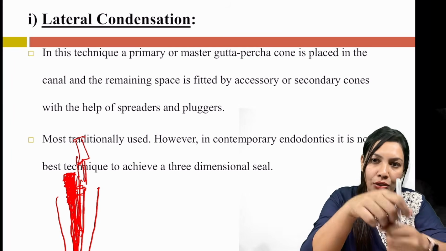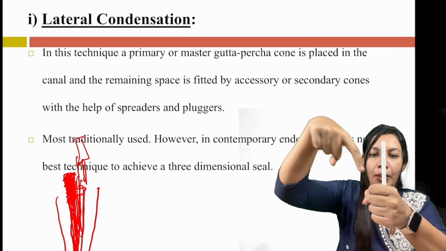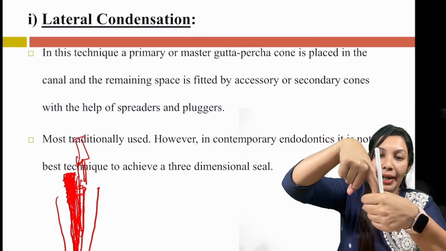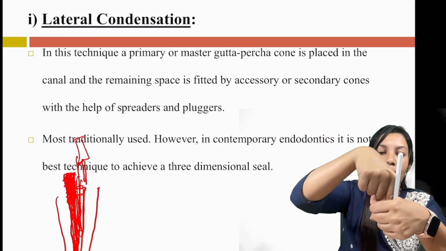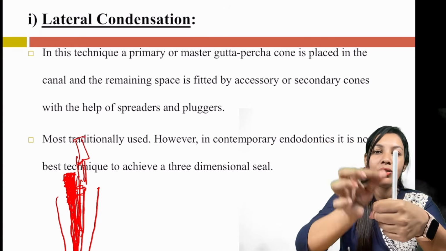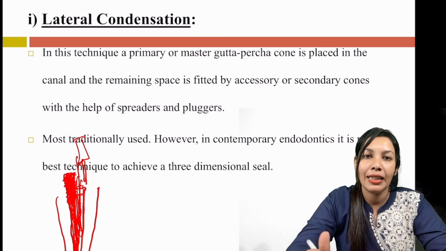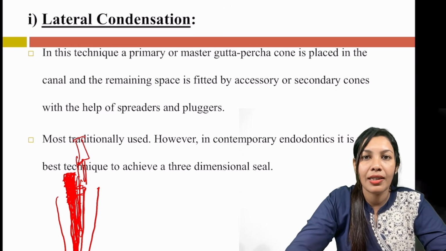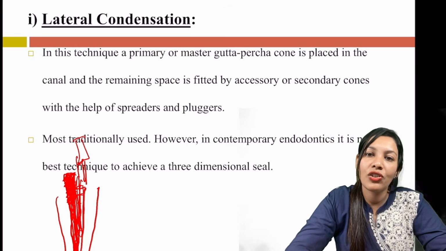We'll keep a master cone inside, we'll bring about a plugger and a spreader, we'll make some space, and lateral accessory cones are placed and condensed. That is called lateral condensation, and this is one of the traditionally used methods for sealing the root canal.